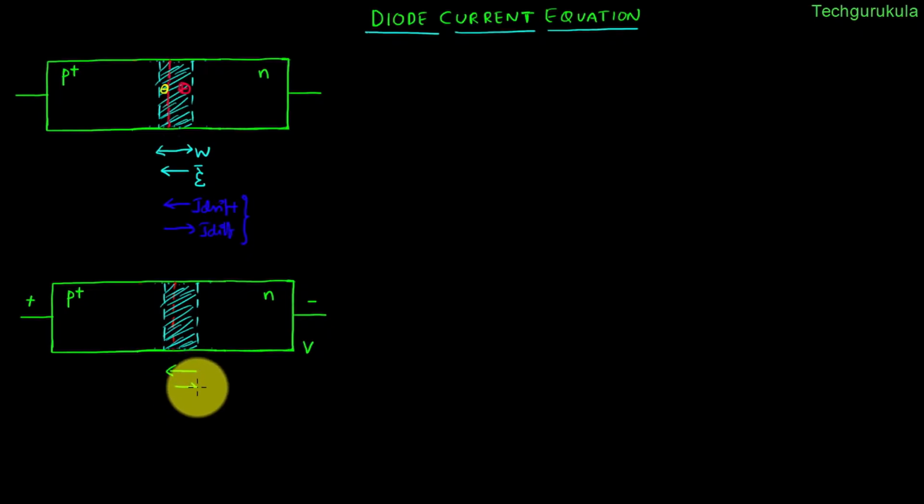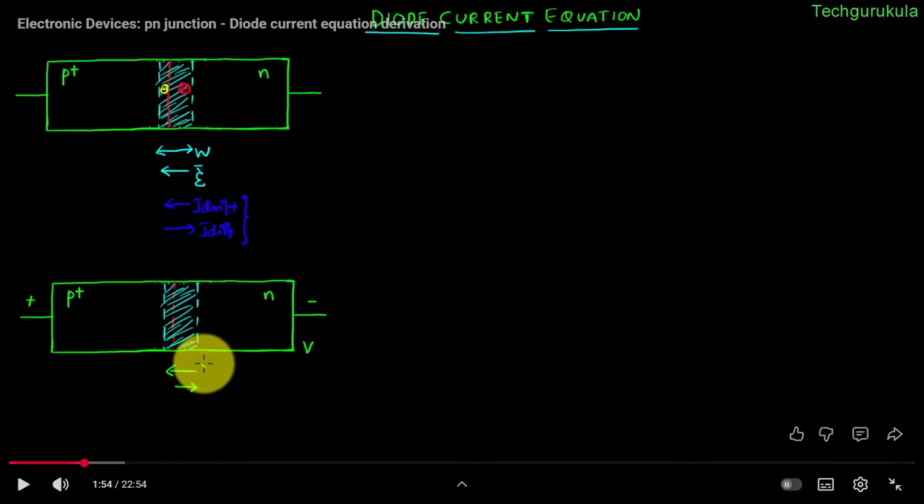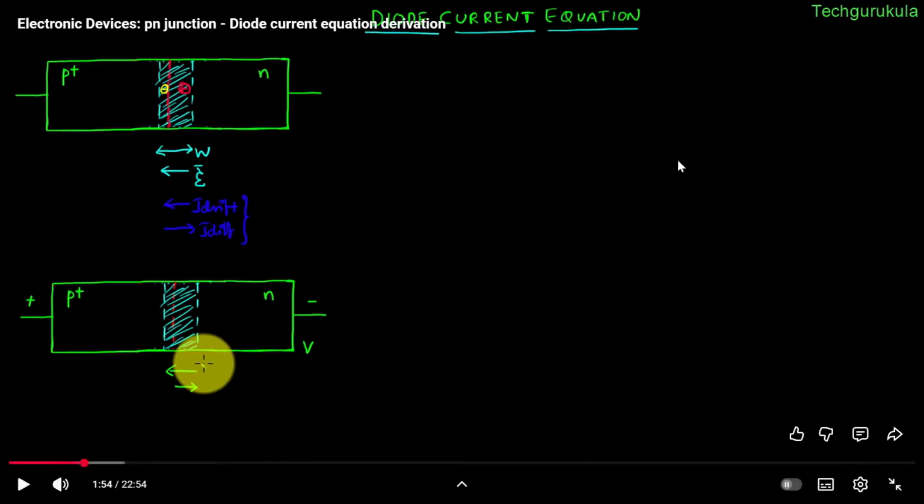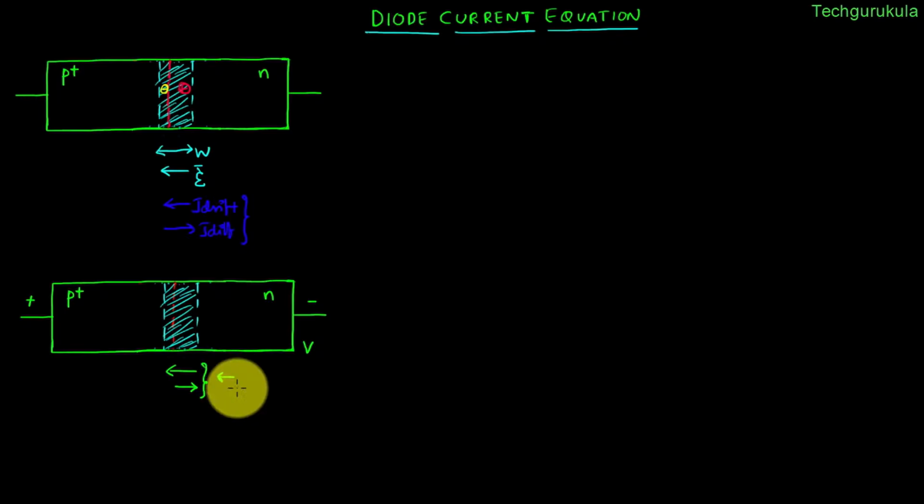As a result, the net electric field would be in the same direction as that of the equilibrium case, but the magnitude of electric field would have reduced, because of which the depletion width would also decrease. Let me reflect that on this figure.